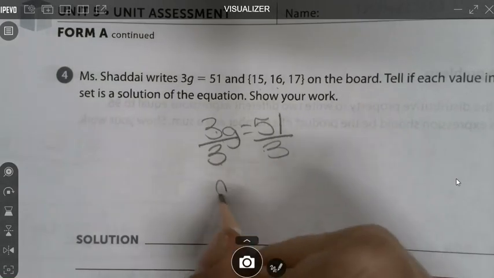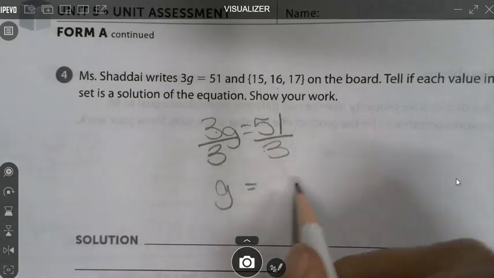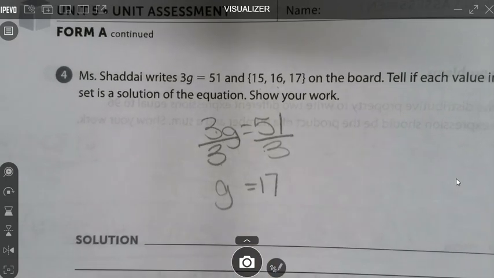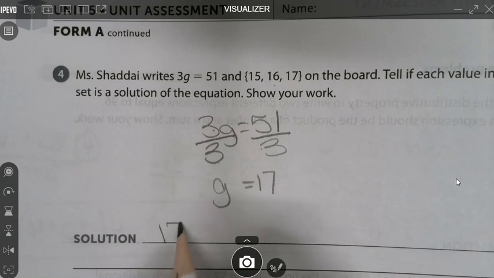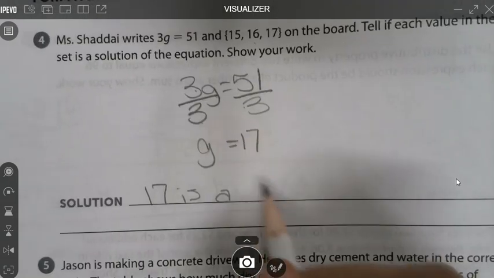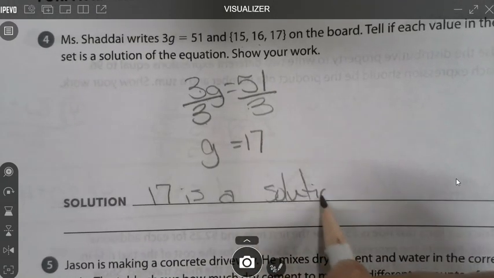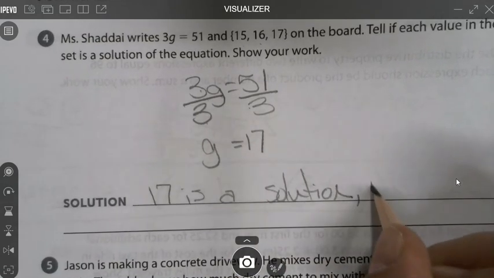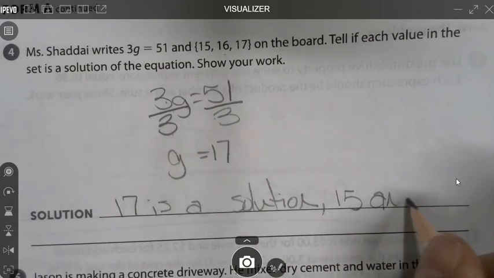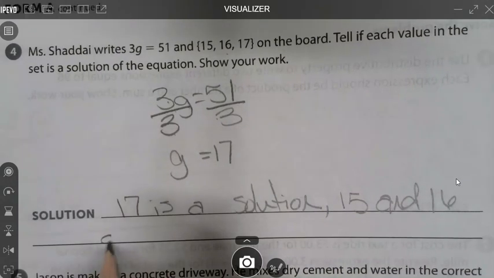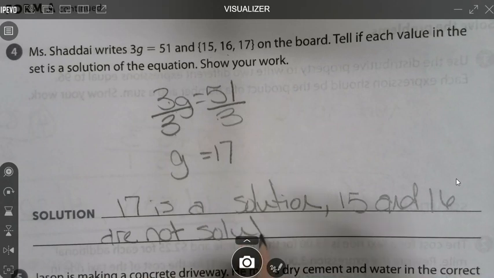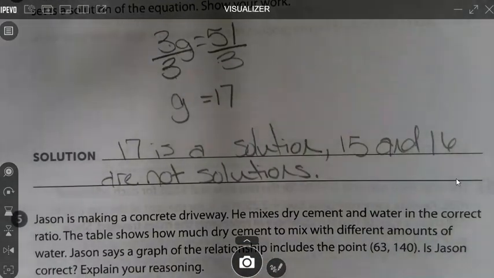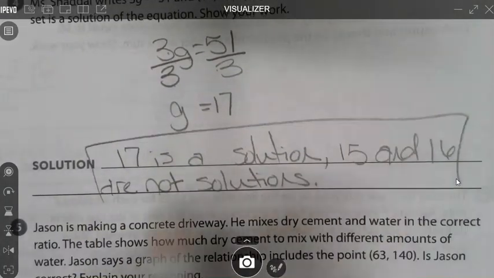And so I would get G equals 17. So my only solution would be 17 is a solution, comma, 15 and 16 are not solutions. 15, 16 are not. Okay. There's my final answer.